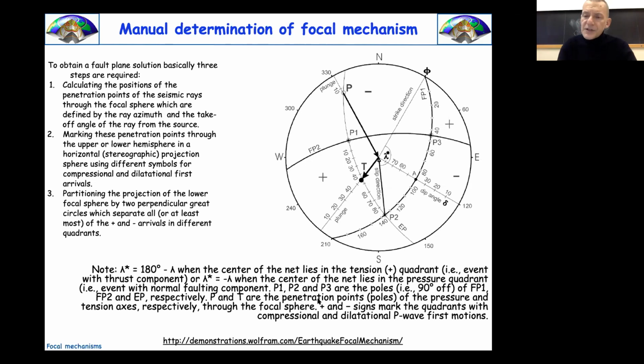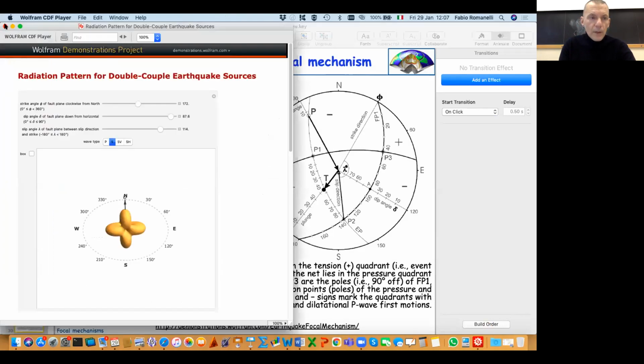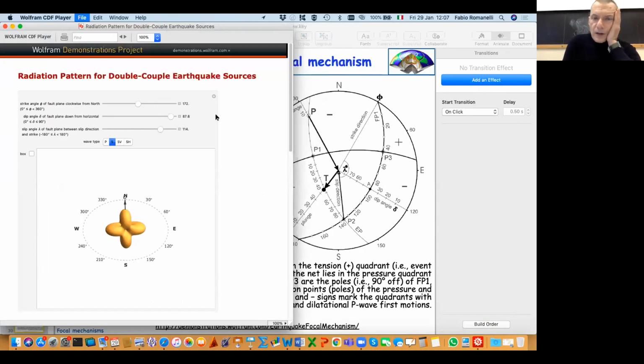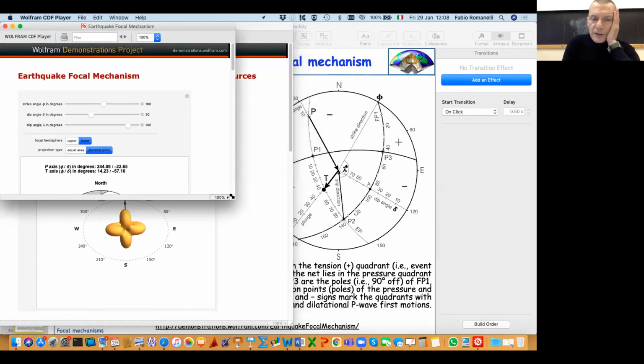Now, let's help ourselves with some animations and movies. For example, let me close this and open this. We have to take some time here.